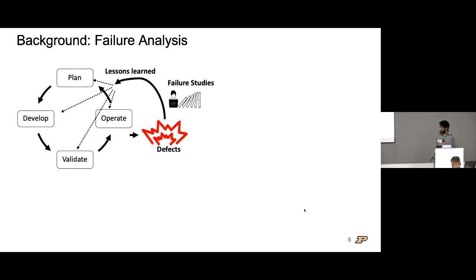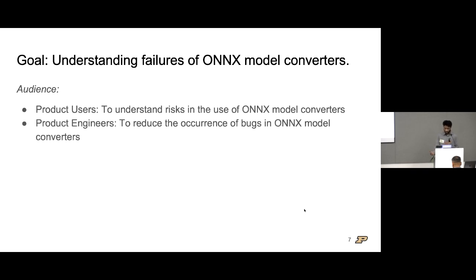So typically there's sort of two audiences for this type of work. First is product engineers who work on these things and they want to know how to improve them. And the second audience are users who want to understand the risks of using this sort of software or this sort of product. Sort of in line with that, our work is also just trying to understand failures in ONNX model converters. And our audience, first is the people who develop converters, and second are people who use them. And so I'll be going into some of our findings.